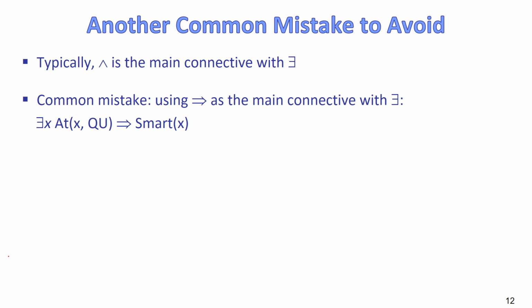And as I said, another common mistake to avoid is to use the implication instead of and with the existential. So that's the example that we saw in the previous slide. There exists x such that x is at QU implies x is smart. Of course, that's true if there is anyone who is not at QU, regardless of being smart or not. And this is, of course, not what we want here. Okay. Any questions?